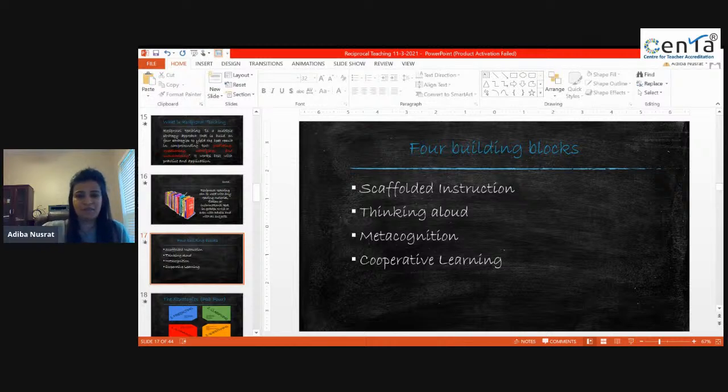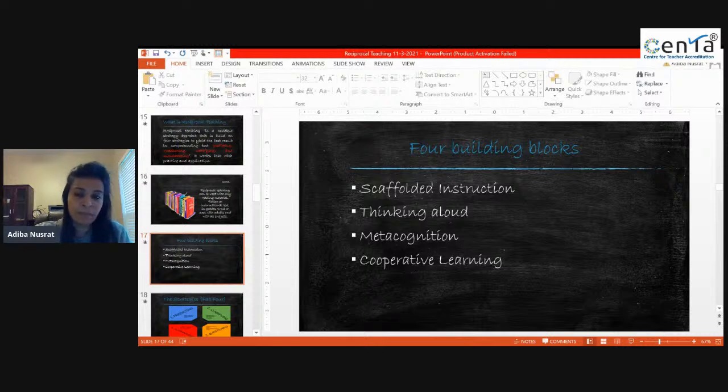It is the same way that we as teachers scaffold the task and instructions for the students. We provide support to them, and then slowly and gradually they become independent. So scaffolding plays an important role in reciprocal teaching. It is an integral part of it.